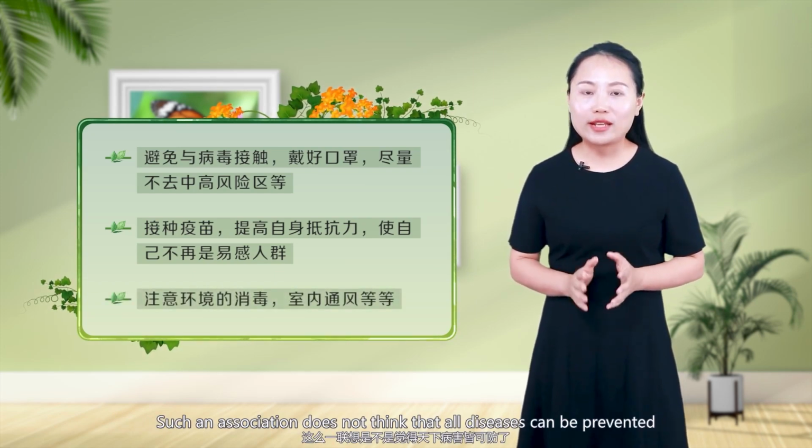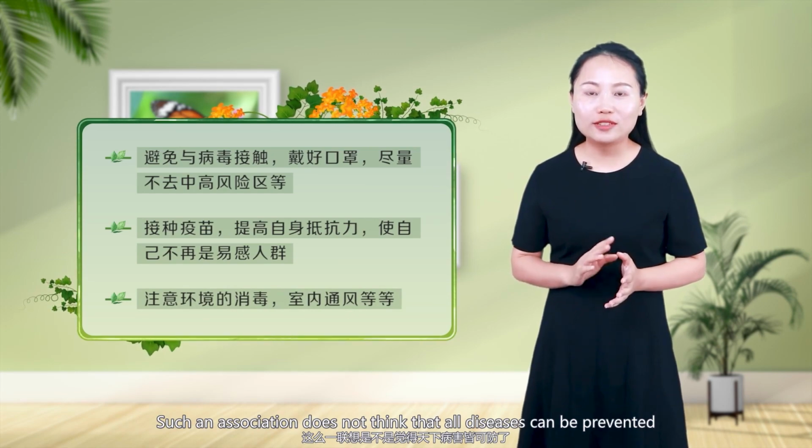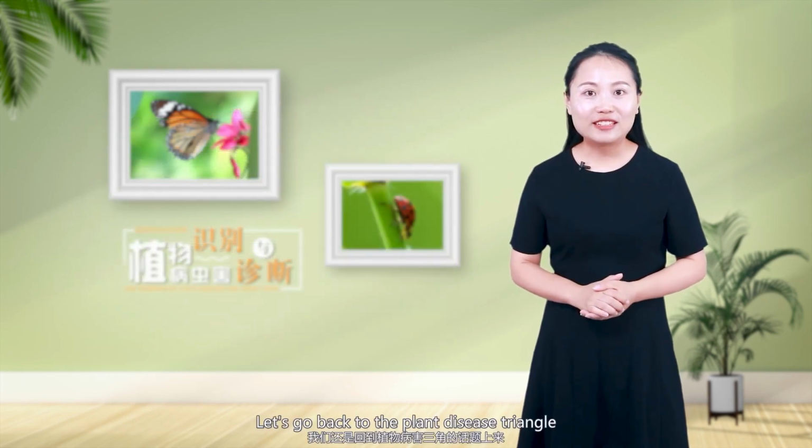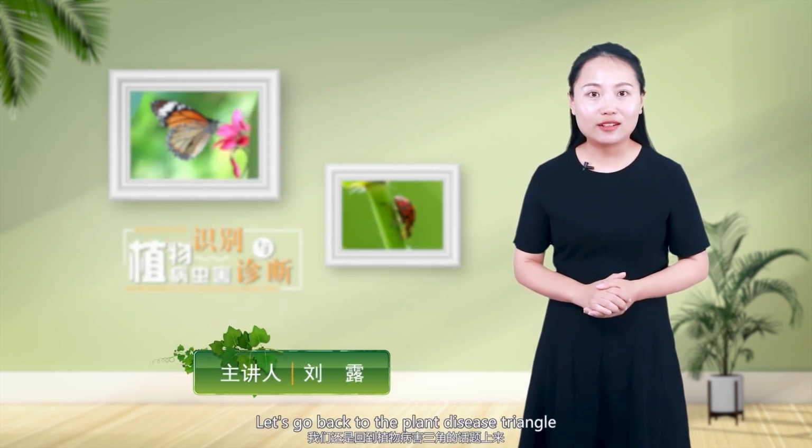With such an analogy, you can see that diseases can be prevented. I trust your confidence has grown. Next, let's go back to the plant disease triangle.